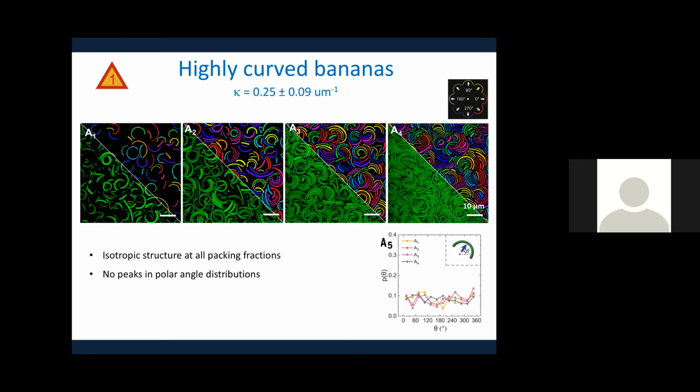Yeah, I would like to know about this splay bend phase. In order to have this, do you need to have some dispersion on the curvature of the bananas? Because I would think that if I have perfect bananas with the same size and the same curvature, I don't think that they would fit in this wave shape.